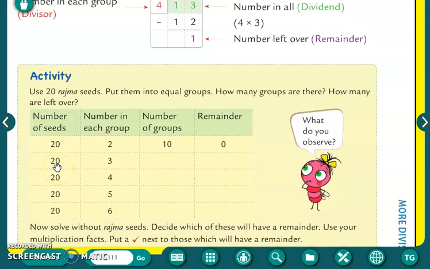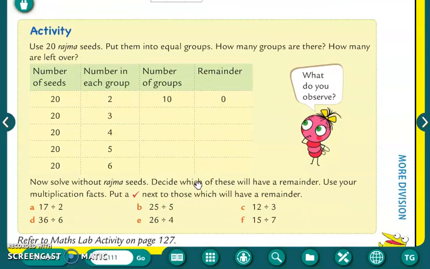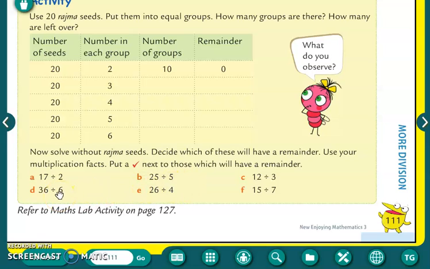Now here 20 number of seeds are there, number of groups, that is 3. And now what is the number of group? 20 divided by 3. So what will be the answer? You have to write it here, and afterwards if there is any remainder you have to write here. And I think remainder will be there in this. So what is the number for remainder? You just try to do it by yourself and write it here. So this is the activity that you can do, and these are the small sums for the division, that also you can do.